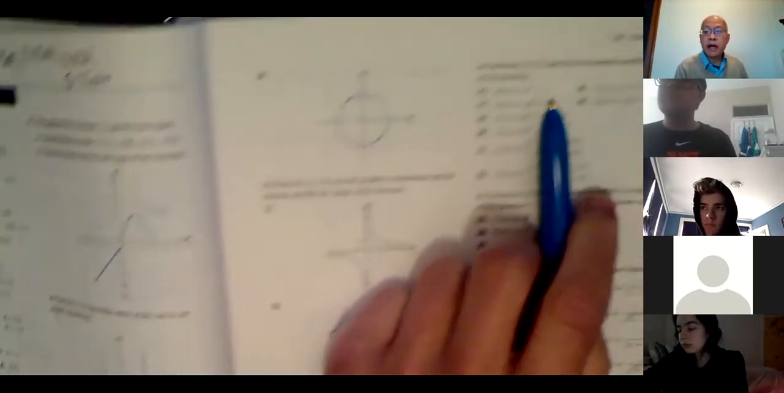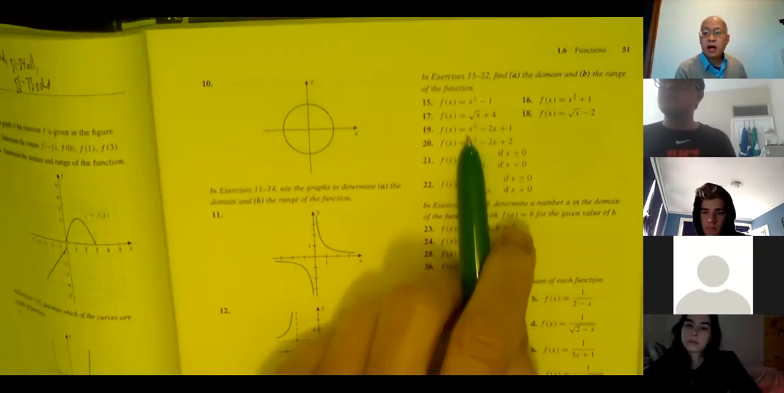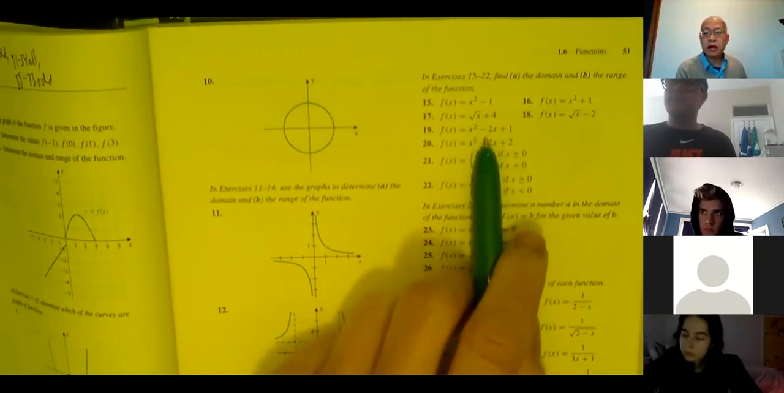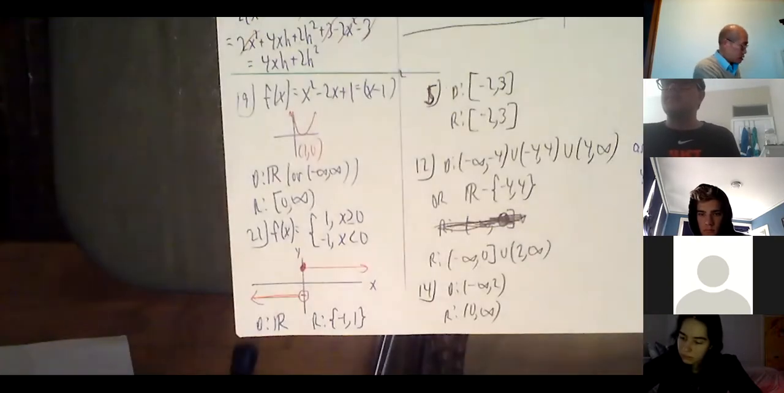Okay. So again, domain and range. X squared minus 2x plus 1. Give the domain and the range.